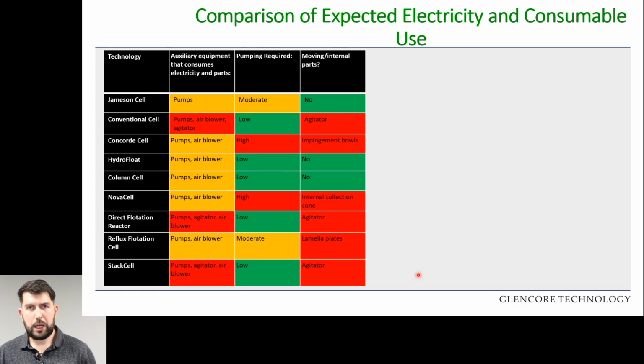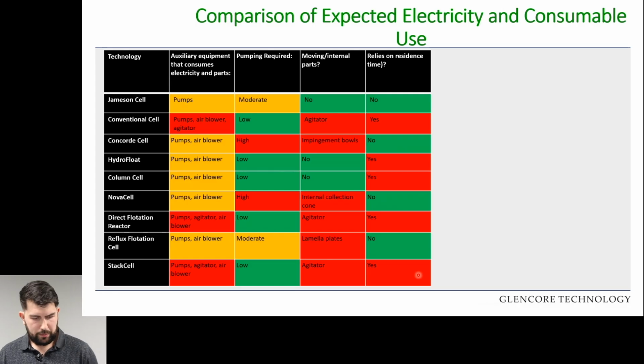We then looked at whether the equipment has moving or internal parts, as this will affect the availability and whether you need to actually shut down the equipment to do maintenance, and it's also just more parts that need to be changed. So the Jameson cell, obviously, it does not. The most common internal moving part is an agitator, which is found on multiple of the technologies, and that will increase your electricity consumption and your maintenance costs quite considerably.